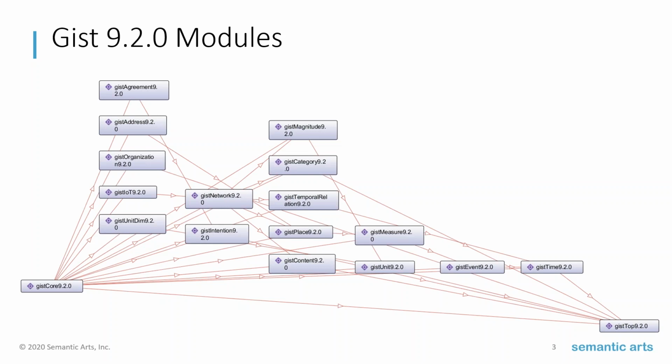I don't know that we were using magnitudes. We were using place, organization, agreement, a lot of it, but not all of it. Anyone else?